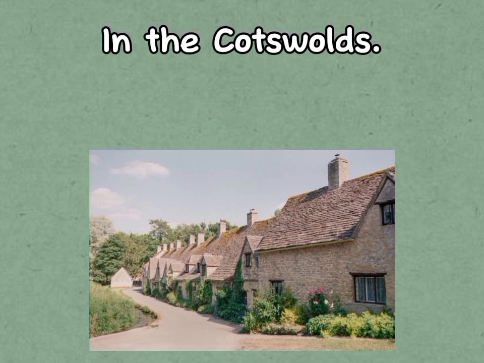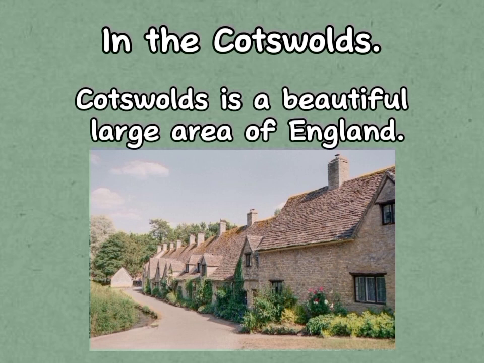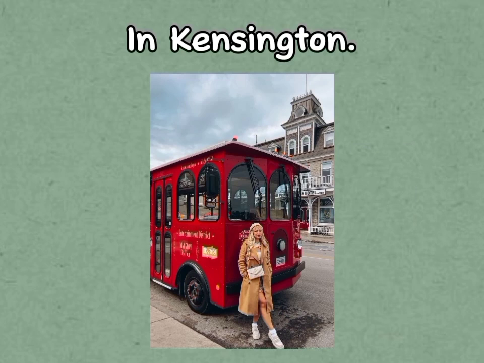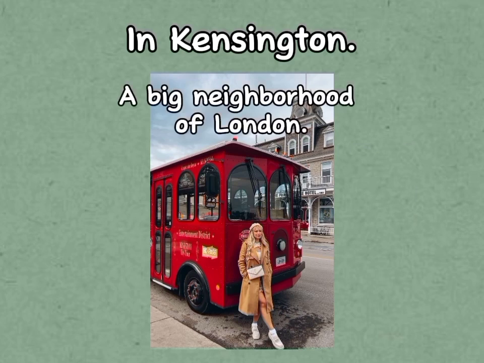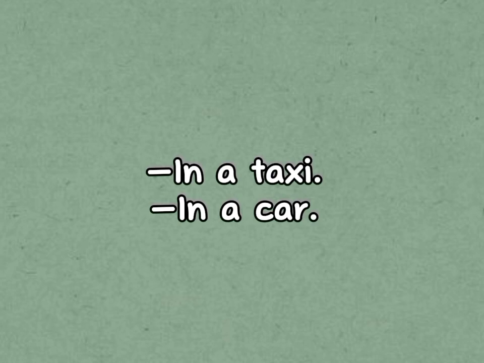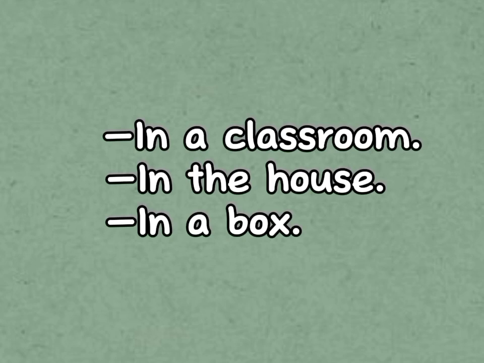Like cities, we also use in for neighborhoods and large areas. For example, in the Cotswolds. The Cotswolds is a beautiful large area of England. Or in Kensington. That's a big neighborhood of London. We also use in for enclosed spaces: in a taxi, in a car, in a classroom, in the house, in a box.